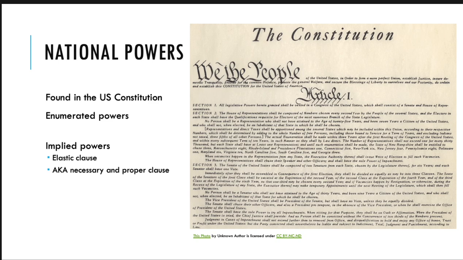Are those the only powers the federal government has? No, they have powers that allow it to stretch, and those are called the implied powers. And there's a clause within the Constitution that says that Congress has the authority to enact laws necessary and proper. That is the elastic clause. It allows the Congress to stretch.